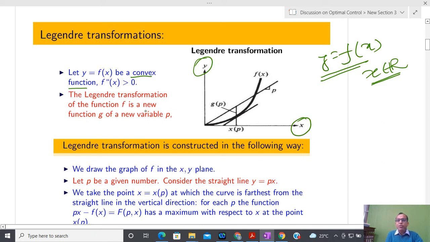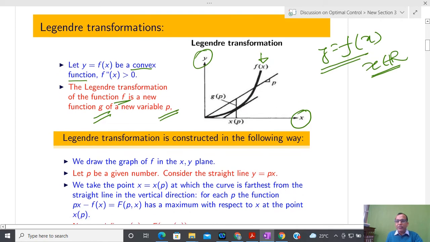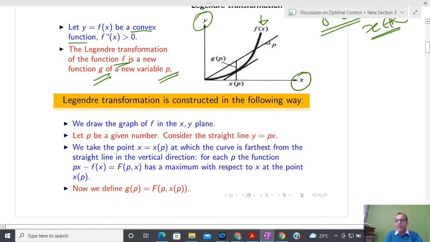Okay, so the main motive is that I have to transform this particular function f(x), whose independent variable is x, into some new function g, where my new variable is p. That is our main motivation. So how are we doing that? First we plot that function, and after that we take some number, and that number decides the slope of a linear line.